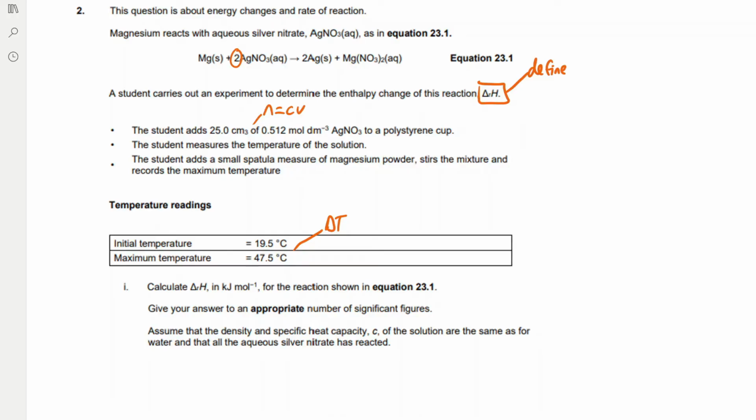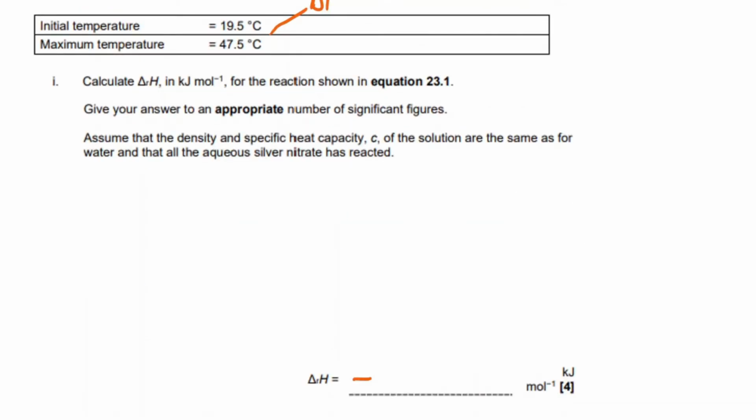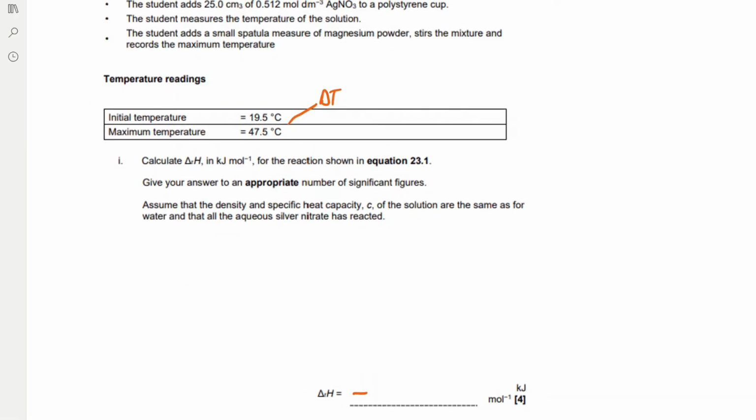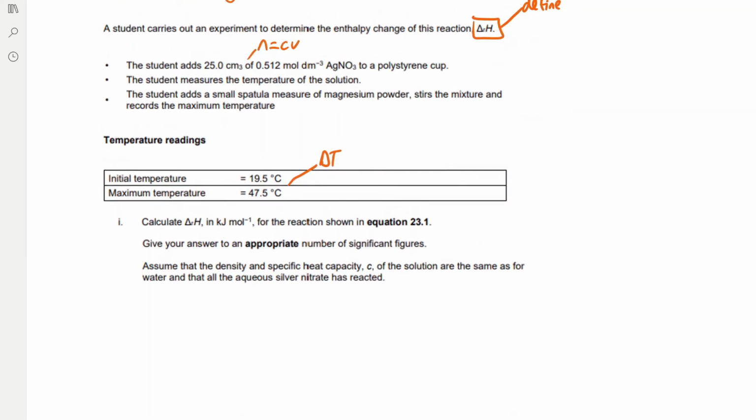So we can immediately go to the answer line and put a minus sign because exothermic reactions always have a negative enthalpy change. So they're asking us to calculate the enthalpy change in kilojoules per mole for the reaction shown in equation 23.1. We need to give the answer to an appropriate number of significant figures. So if you have a look at the question, we can see that all the numbers are given to 3 significant figures. So that's the number we need to give it to in our answer. Assume that the density and specific heat capacity of the solution are the same as for water. So density of water is 1 gram per centimeter cubed, and the specific heat capacity is 4.18, and that all of the aqueous silver nitrate has reacted. So we can assume that silver nitrate is the limiting reactant.